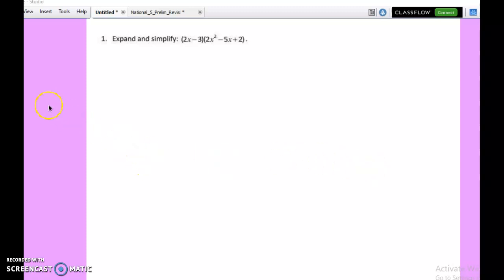Okay, I'm going to go over paper 1 from the B paper from the prelim practice then. Okay. So first question is multiplying out brackets. When you multiply out a bracket, you want to multiply everything through by the 2x to begin with. So we're doing 2x times 2x squared, which is 4x cubed. 2x times minus 5x is minus 10x squared.